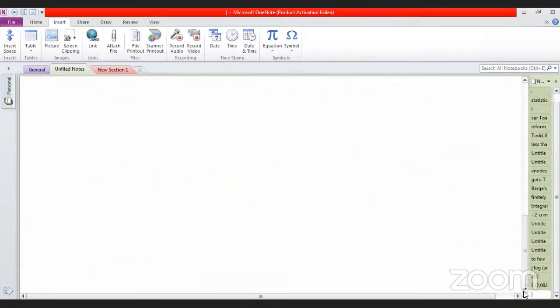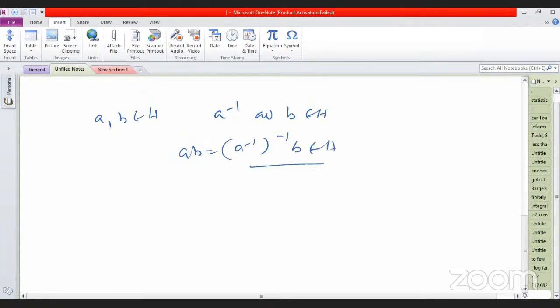A, E belong to H. So therefore A, B belong to H. We have A inverse and B belong to H. So therefore AB inverse belongs to H. What is this property? Is it the closure property or the associative property? This is the closure property, sir.